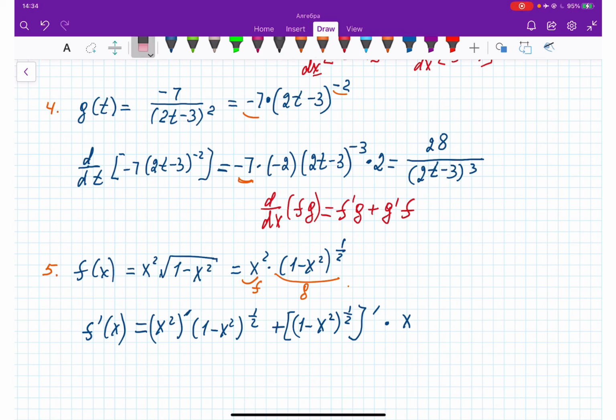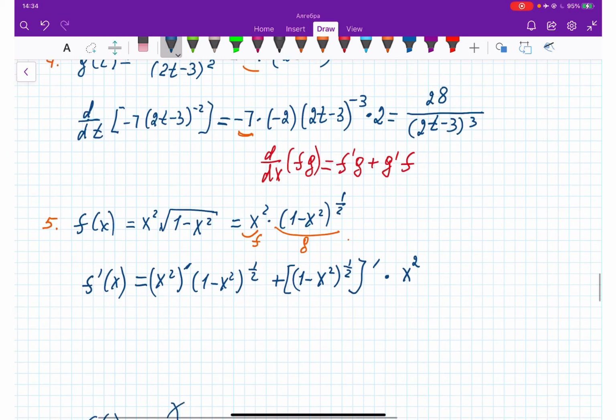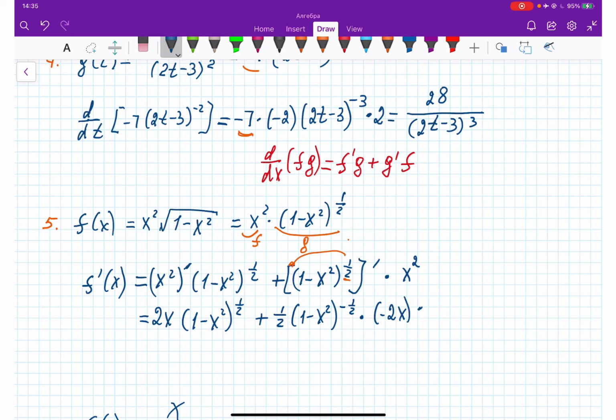All right, so let's simplify. The derivative of x squared is going to be 2x, times (1 minus x squared) to the power 1/2. And then plus the derivative of (1 minus x squared) to the power 1/2. It's a chain rule. First I take the derivative of this power, so 1/2 comes in front, and 1/2 minus 1 gives negative 1/2. Then the derivative of the inside, 1 minus x squared: the derivative of 1 is 0, the derivative of x squared is 2x, so we have negative 2x. And multiply by this x squared.